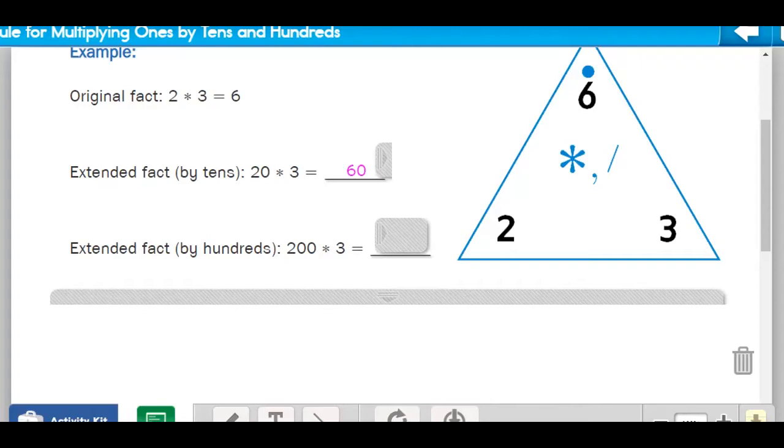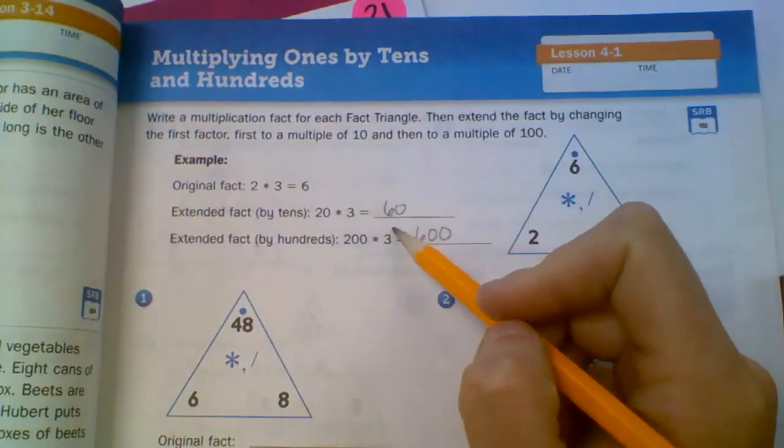So next one, extending the fact by hundreds. We start with 200 times 3. So we do friendly numbers, 3 times 2. 3 times 2 is 6. And we count our zeros, 1, 2, 600. That's a nice fact family there when we extend our knowledge. Okay, so we filled that in our books here.